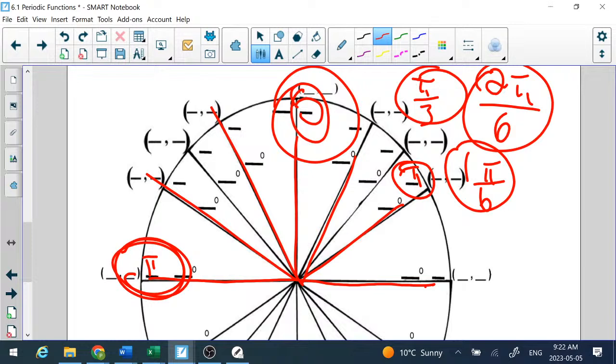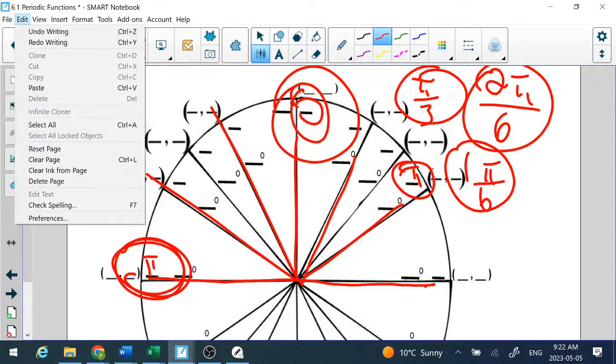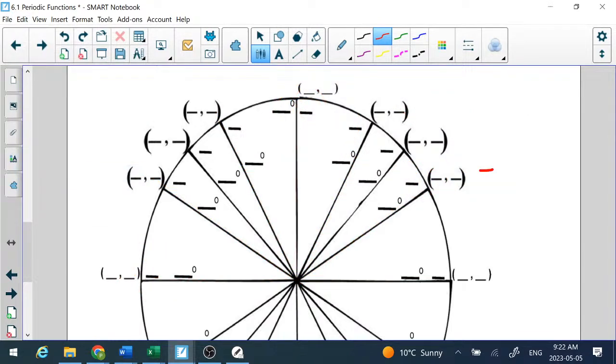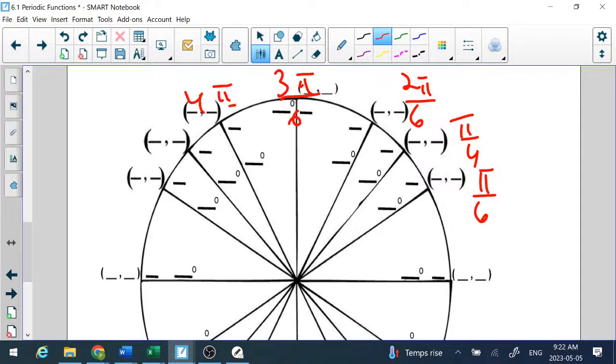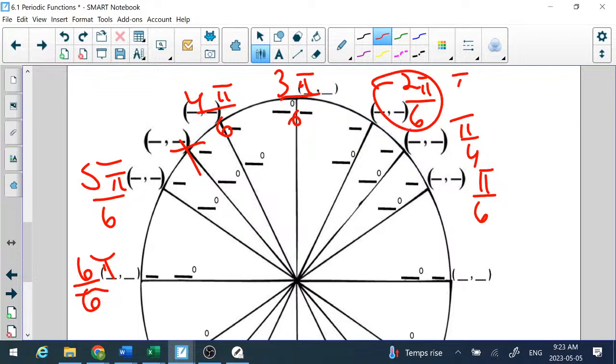So if I erase all that writing, clearing the page, we got pi over 6, pi over 4. This one is 2 pi over 6, and this one is 3 pi over 6, and this one is 4 pi over 6, and this one is not 5 pi over 6. 5 pi over 6 is there. And this is 6 pi over 6. Whoops, my pi's up top. Do you see that? 1, 2, 3, 4, 5, 6. But when you can reduce it, you do. And this one is reducible to pi over 3.